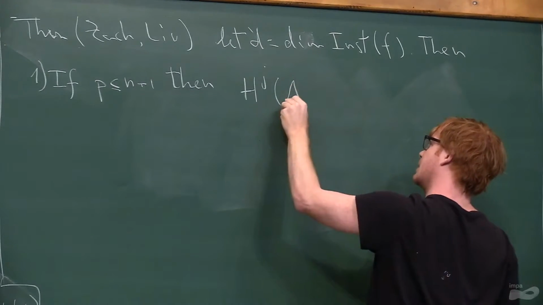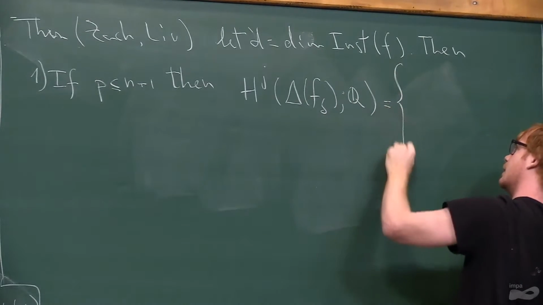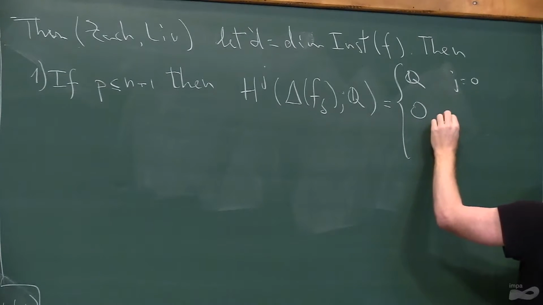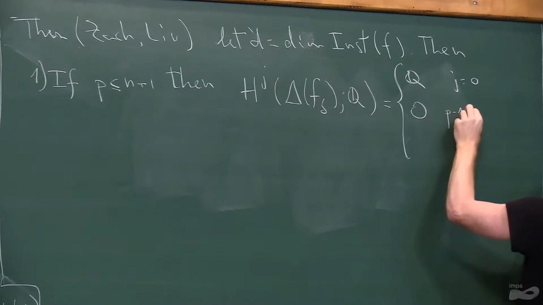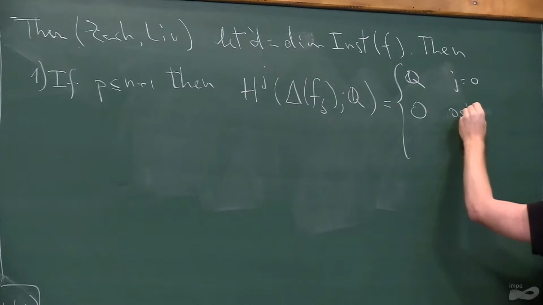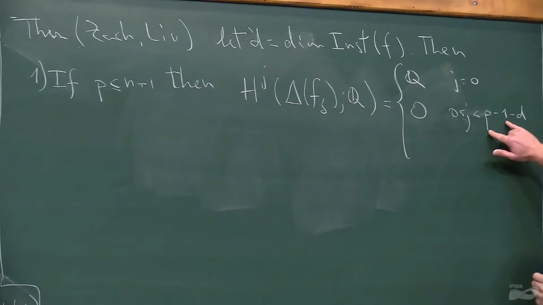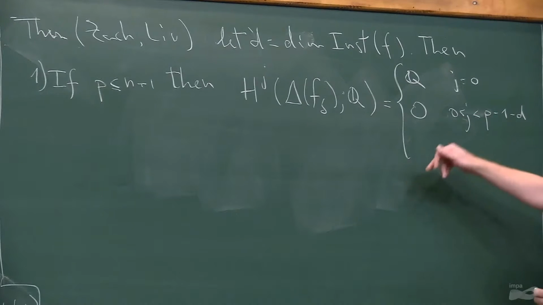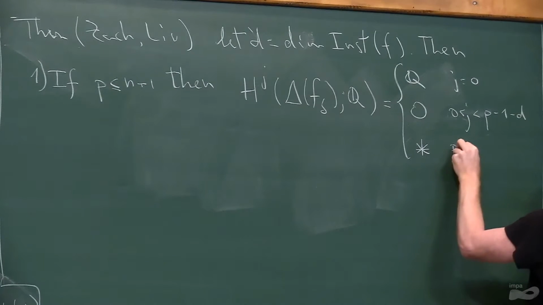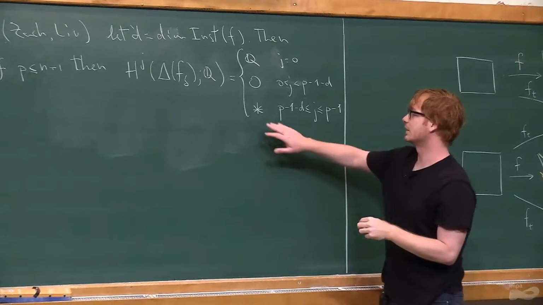The cohomology of the discriminant of a perturbation, with Q coefficients, is going to be Q, then zeros, from 0 until P minus 1 minus D. This is the dimension of the discriminant, and then you go D steps. No, here is where you go D steps, so from P minus 1 minus D until P minus 1. Here is where all the interesting homology lies.